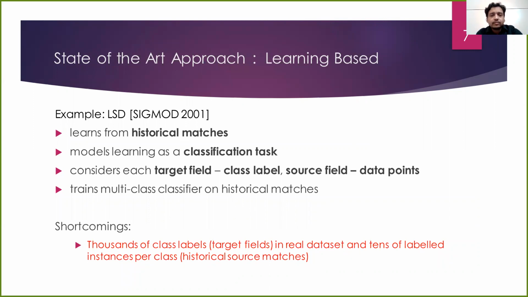Now, the second state-of-the-art approach named LSD is learning-based, which is capable of learning from historical matches, but it models the problem as a classification task, for which each target field becomes a class label where the source field is treated as a data point. Clearly, it won't work well, as typically there are thousands of fields under the target schema and historically matched source schemas are in tens, which means there are thousands of class labels, where on average there is less than one training data point for each class.